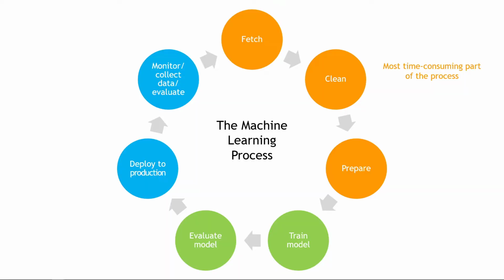As you may already know, there are several steps in the overall machine learning process, and these first three steps here, fetch, clean, and prepare, are by far the most time-consuming part of the process. These are usually iterative as well, where you'll fetch some data, clean it, analyze it, then go back and get more data, and keep iterating until you have what you need.